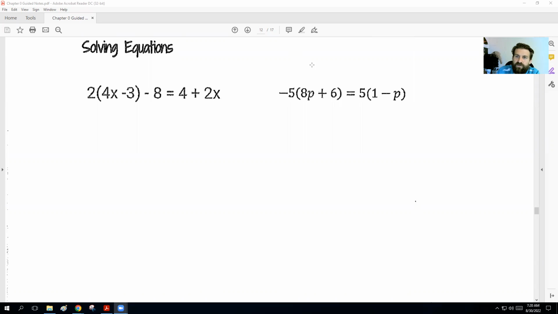All right, let's see if you got these right. First problem here, we're going to distribute. We have 2 times 4x, which would be 8x, and then 2 times -3 would be -6. We still have a -8, and we're just going to bring down the 4 plus 2x. This side here we still need to simplify, so let's combine the -6 and the -8. -6 minus 8 would be -14.